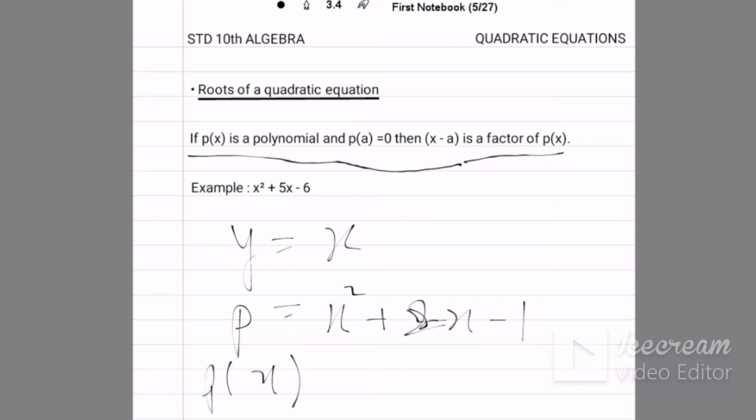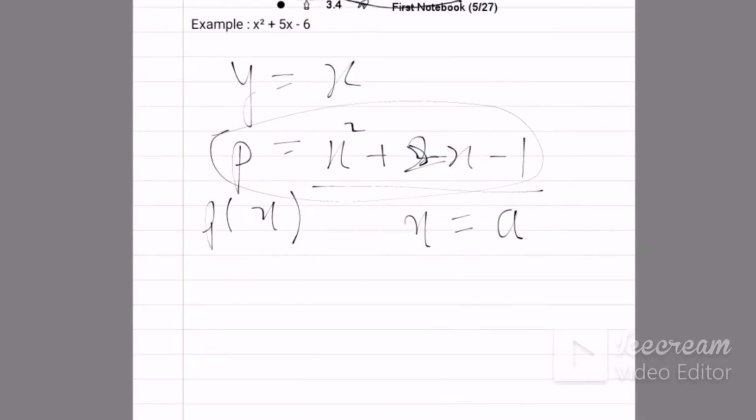And what they say is p of x is a polynomial. Here it is a polynomial, right? So they have said that p of x is a polynomial and p of a is equal to 0. Now a is a point. If x is equal to a, we get the value of this function to be 0. Then x minus a is a factor of p of x. Let's see why they are saying that.